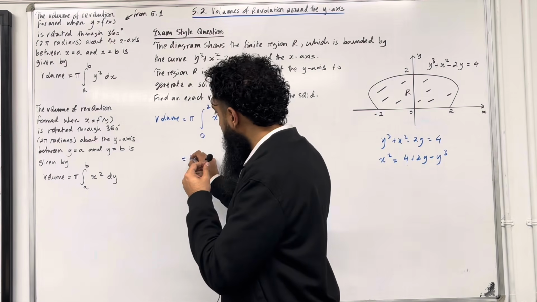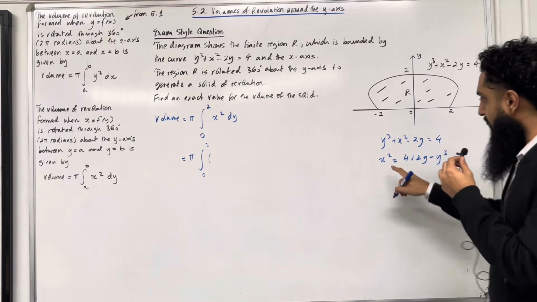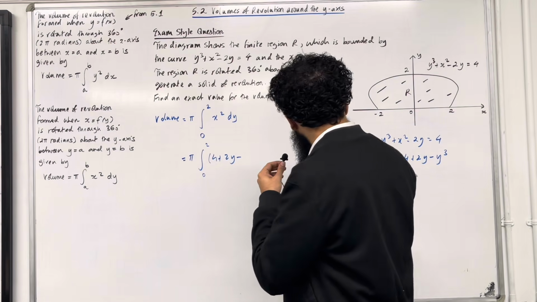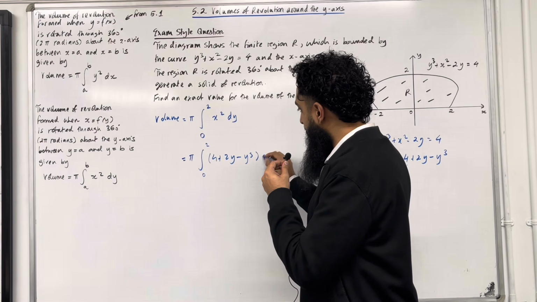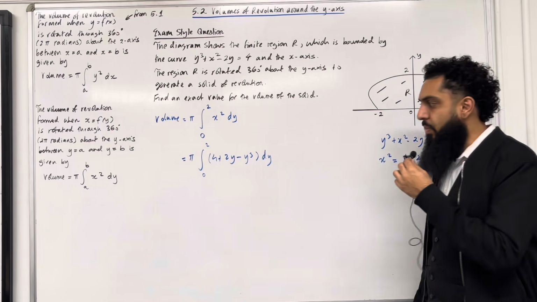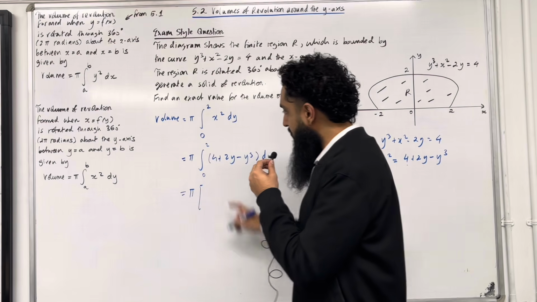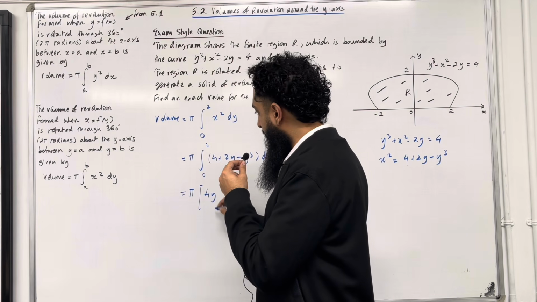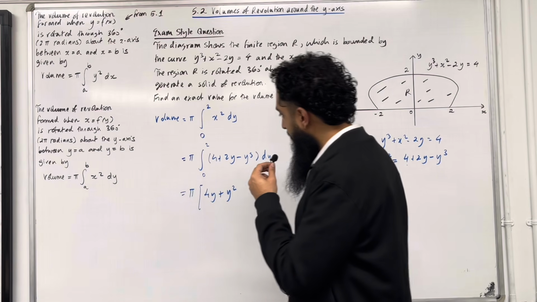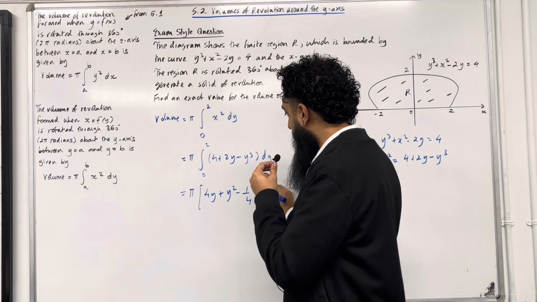I've got pi multiplied by the integral from 0 to 2 of x squared, which is equivalent to 4 plus 2y minus y cubed, then dy. Now I need to integrate term by term. Add 1 to the power, divide by the new power. Hence, this leads on to pi multiplied by open square bracket: 4 integrates to 4y, plus 2y integrates to plus y squared, and the minus y cubed integrates to minus a quarter y to the power 4.